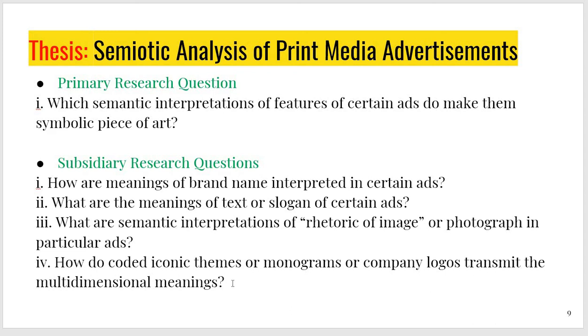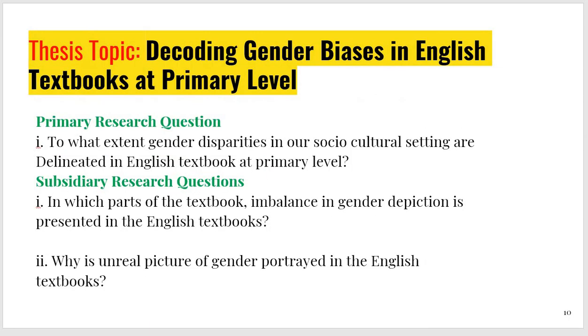How do coded iconic themes or monograms or company logos transmit the multidimensional meanings? So here two things are being searched: coded iconic themes are one variable, and multidimensional meanings of logos is another variable. So two variables are present and the question has been raised with the help of WH words.